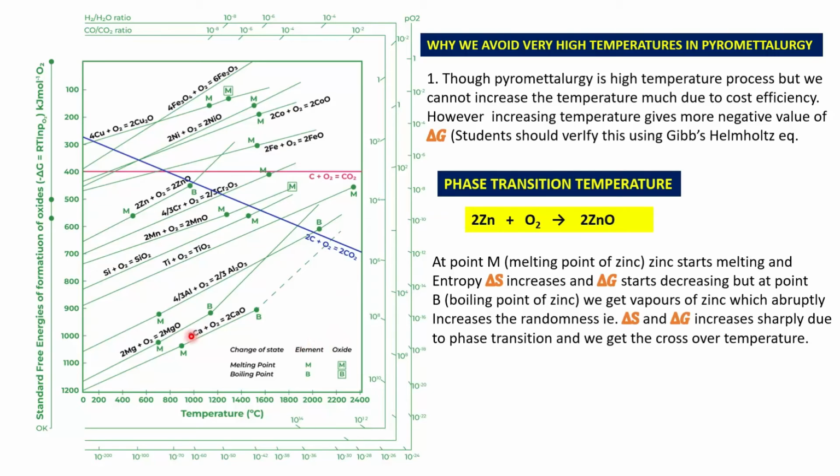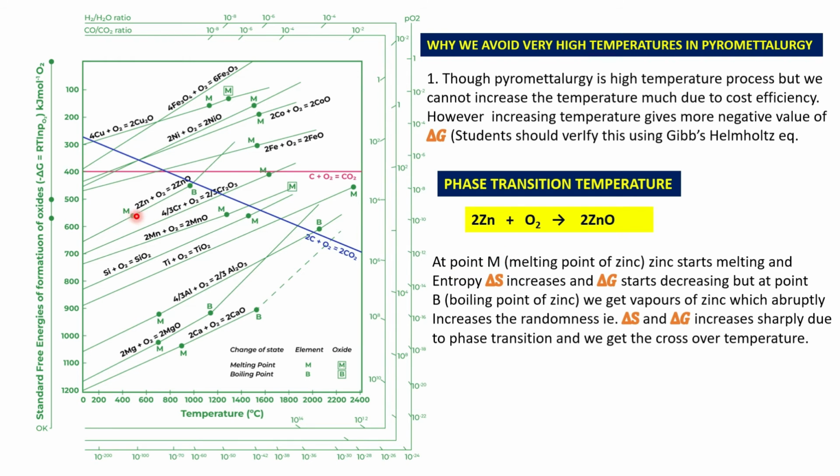Again, you can see for magnesium, this is the melting point, and here B is the boiling point. But if you focus on these particular graphs, first of all, you can see here I have written 2Zn + O2 → 2ZnO, the phase transition temperature. This phase transition is happening here. I have written it over there, so if you want, you can read this paragraph in order to understand the things. But let us take point M.